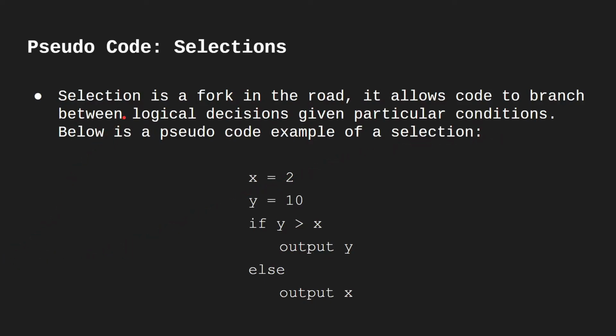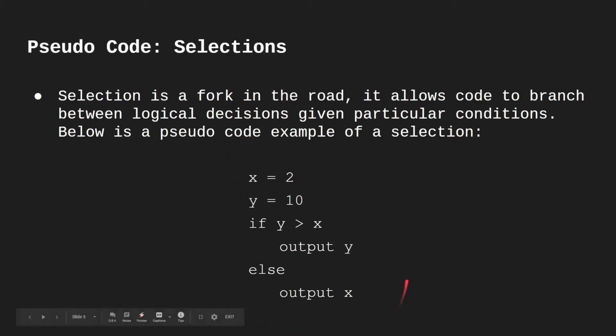The next portion of programming, the next logical construct, is selections. Selection, you can think of as a fork in the road. It allows the code to branch between logical decisions given particular conditions. Think of it as walking down a street and coming to a fork. You can either go left or right, and depending on where you need to go, you will pick the correct direction to continue your path.